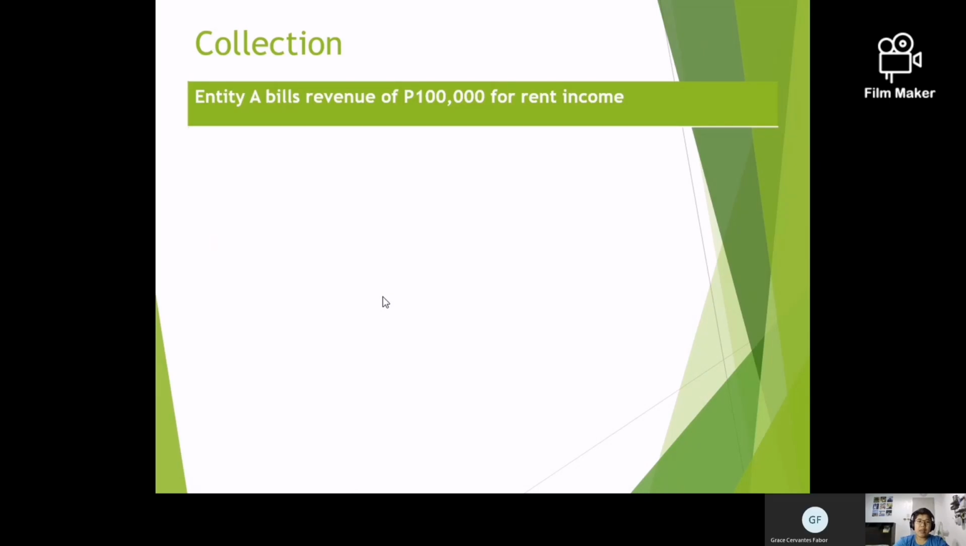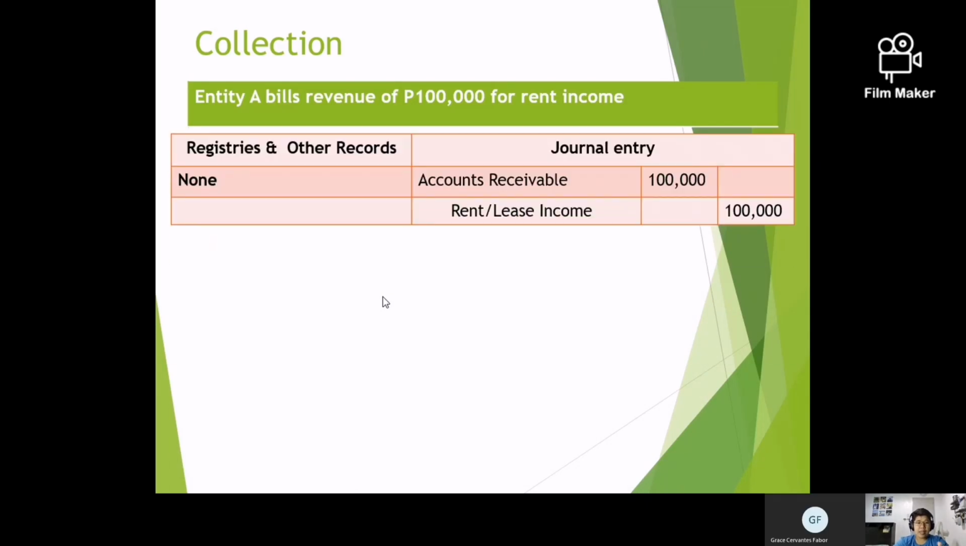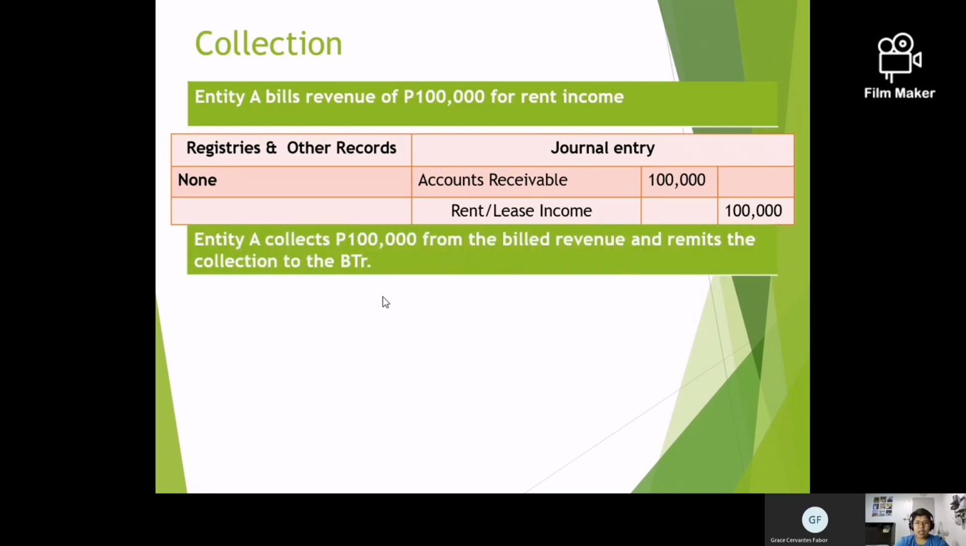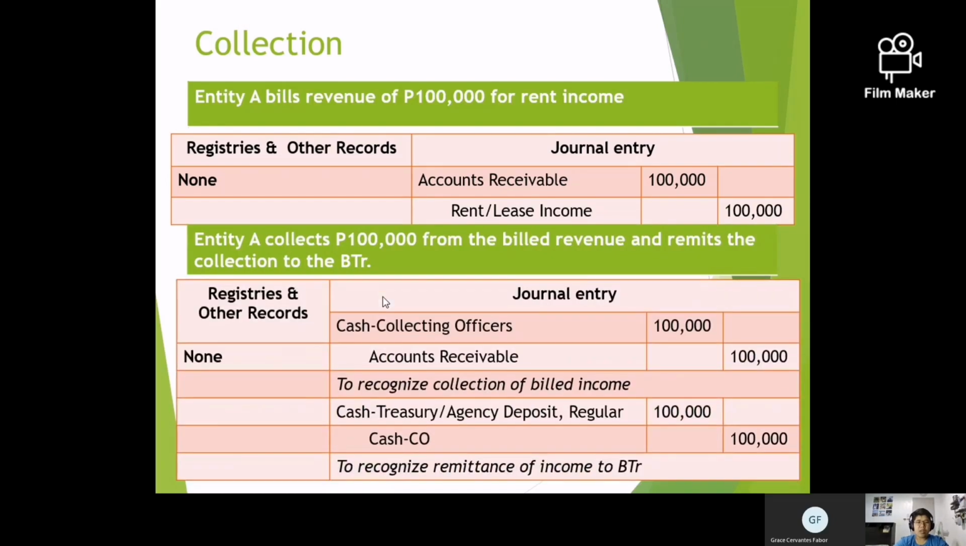Example ng transaction natin, Entity A bills revenue of 100,000 for rent income. So, ang entry natin, debit accounts receivable 100,000, credit rent or lease income 100,000. May registry ba? Wala pa, hindi pa kasi tayo nakakapag-collect. Another transaction, Entity A collects 100,000 from the billed revenue and remits the collection to BTr. So, anong unang entry? Debit cash collecting officer 100,000, credit accounts receivable. It is to record the collection of billed income.